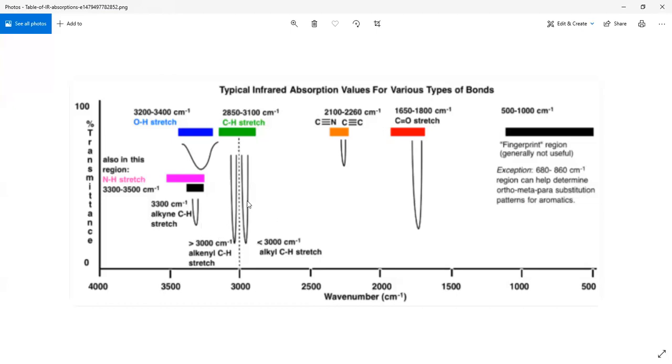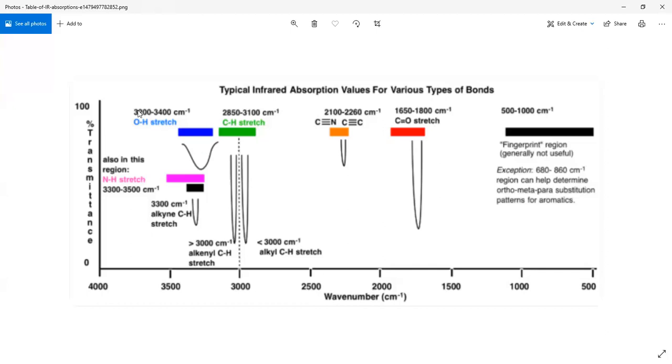For carbon-hydrogen stretching, alkenes, which have a carbon-carbon double bond, show absorption in this area, both above and below 3,000. But when you have a linear alkane with a carbon-carbon single bond, the CH stretching is below 3,000, so you will see an area only here for that.